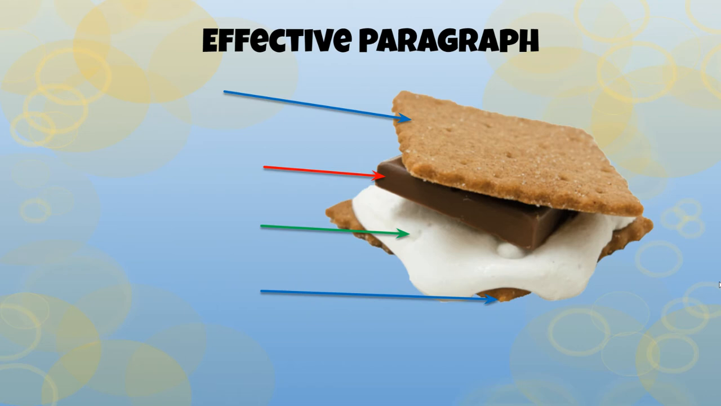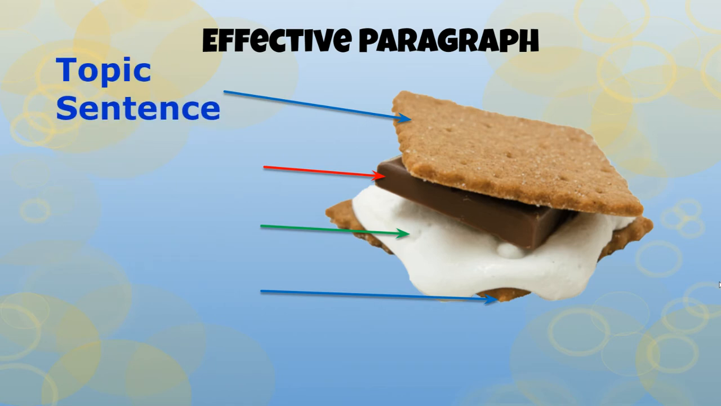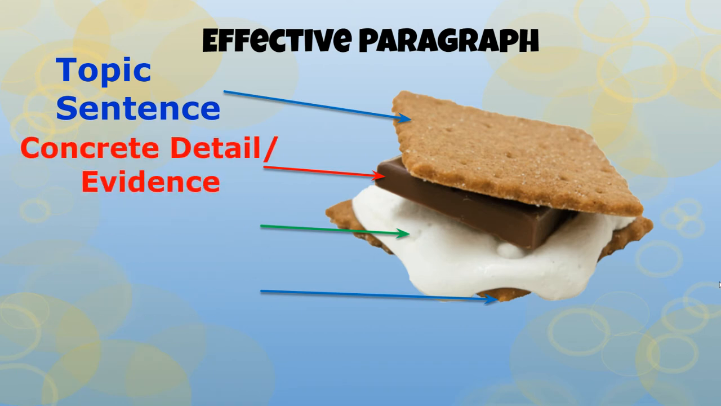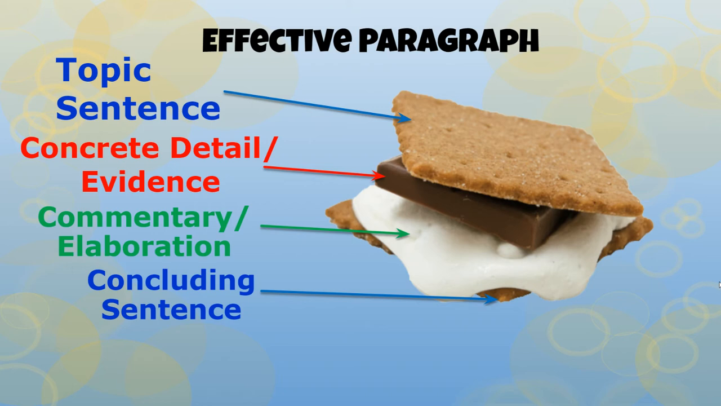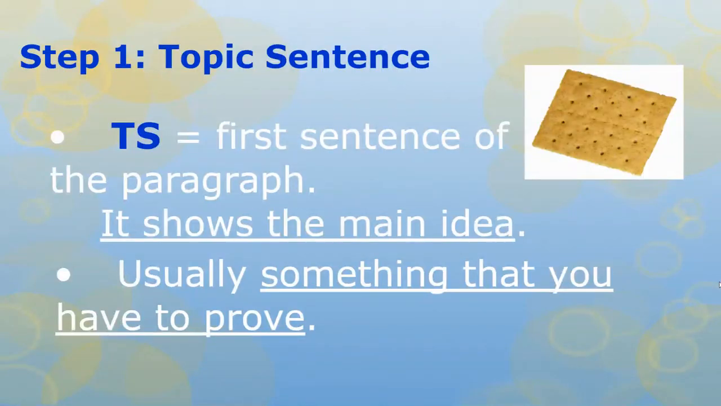So, when we're talking about an effective paragraph, we're going to use a s'more as a visual for you today because a s'more has 4 pretty distinct pieces. The first step of an effective paragraph is the topic sentence. The second is concrete detail or evidence. The third is the commentary or elaboration. And the fourth is the concluding sentence. And we'll talk about each of these 4 steps in more detail next.